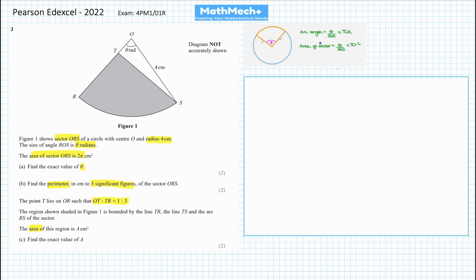Generally with this topic you need to know your length of an arc and the area of the sector. Part A is find the exact value of theta in radians as stated. So the formula for that is half r squared theta. And it's equal to 2 pi.